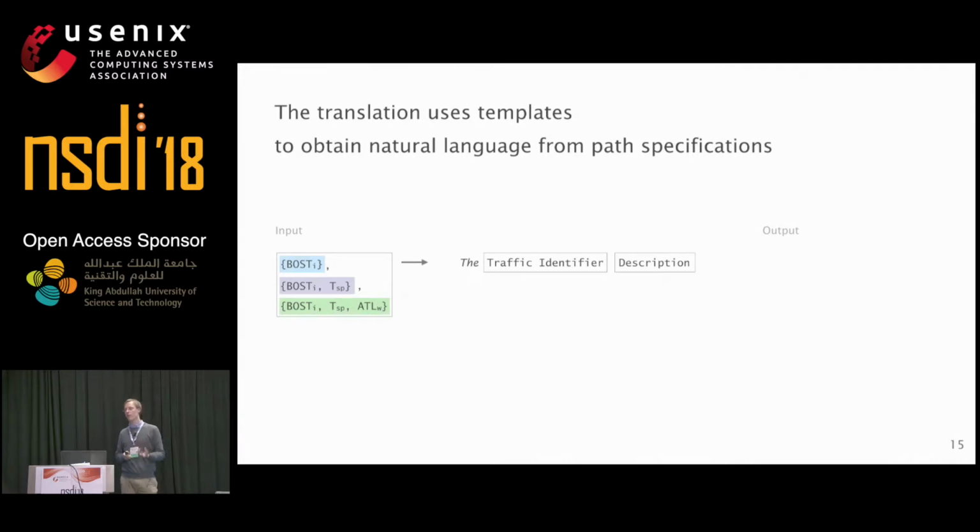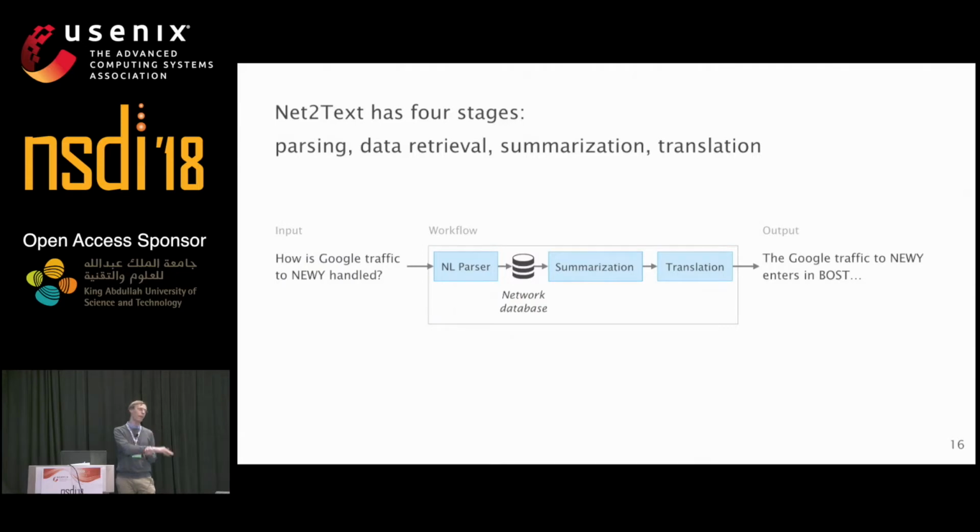So we know the question was, how is Google traffic to New York handled? Which gives us the traffic identifier. And if we only look at the very first path specification, we see that it's ingress Boston. So we know it enters in Boston. Putting all of this back together, we get a sentence, we get the answer: the Google traffic to New York enters in Boston. So you saw the entire pipeline from question to answer.